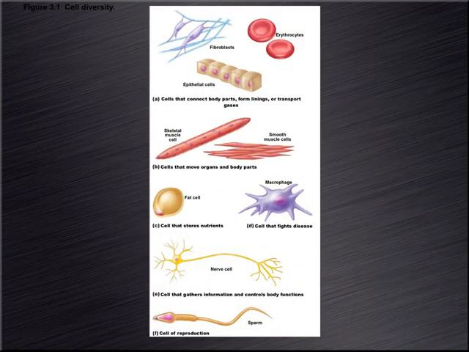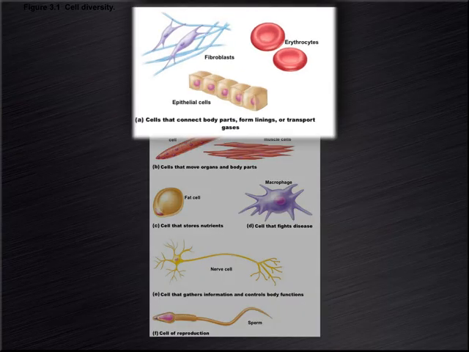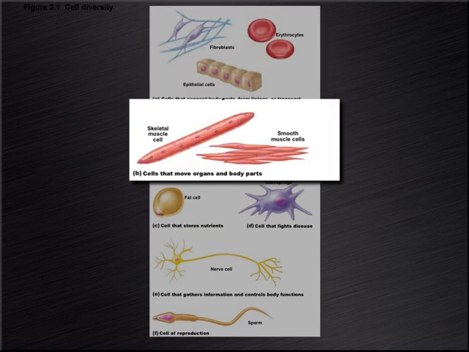Here on the top, we see cells that are connecting body parts to each other, forming linings or transporting, especially transporting gases. And the three examples we have of this group of cells are fibroblasts, which make fibers, epithelial cells, which line openings, and red blood cells, which of course carry oxygen in the body. In the next section, we'll look at cells that move organs and move body parts around. And the two cells listed here are skeletal muscle and smooth muscle cells.